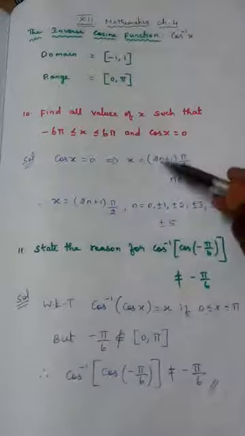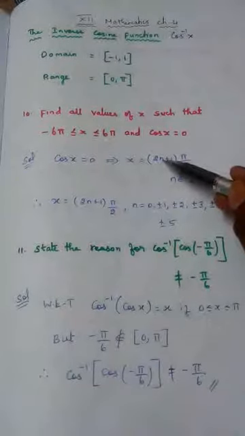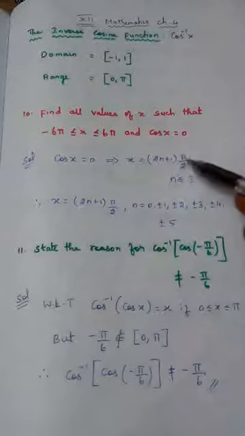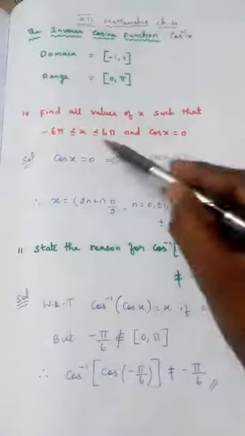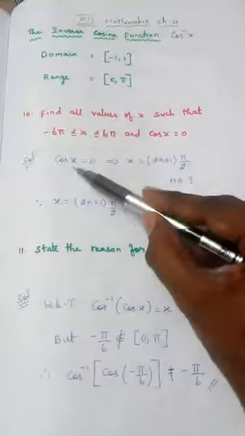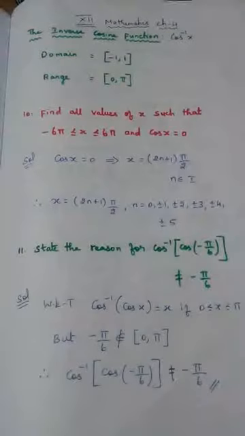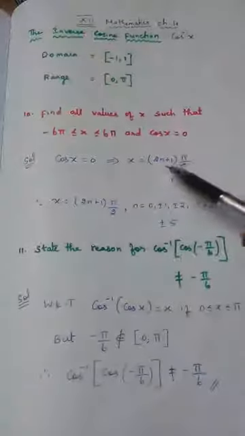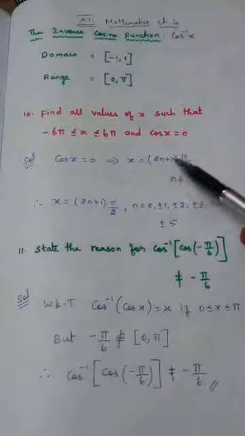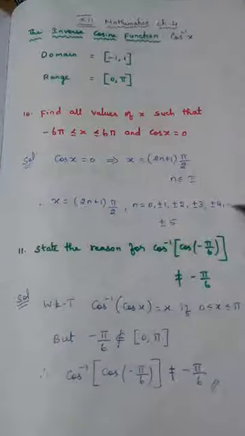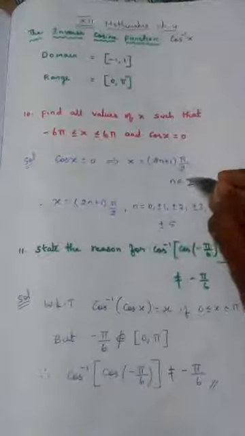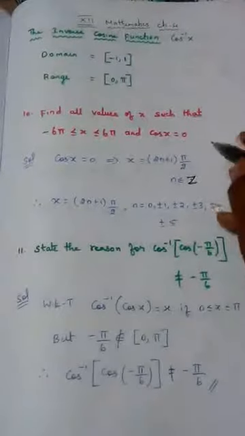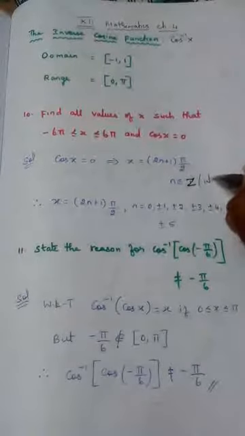Similarly, if I put n equal to 1, then 2 into 1 is 2, 2 plus 1 is 3, 3π by 2. If you substitute here cos 3π by 2, again the answer will be 0. So there are many results which satisfy cos x equal to 0, and generally it is given by (2n+1) into π by 2. Even I can write n belongs to Z. Instead of writing I, I can even write Z. What is the meaning of Z? Integers.